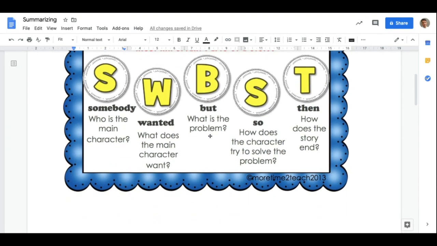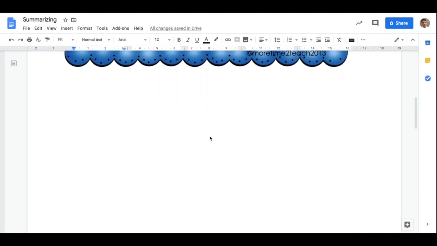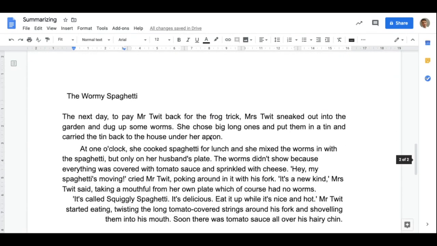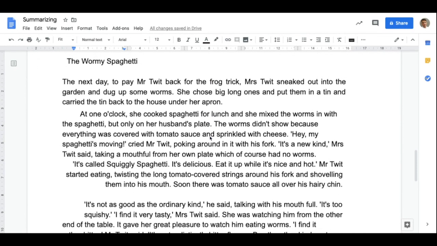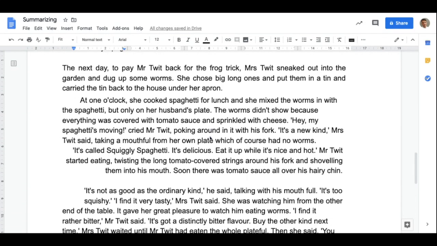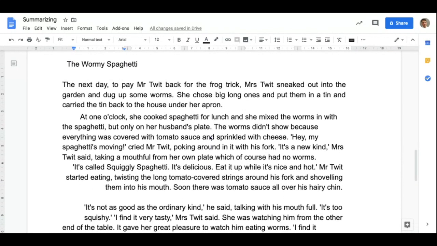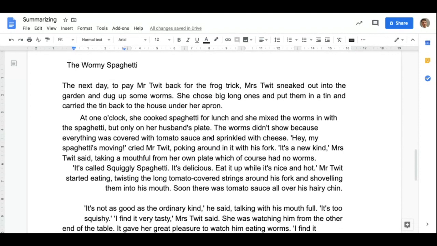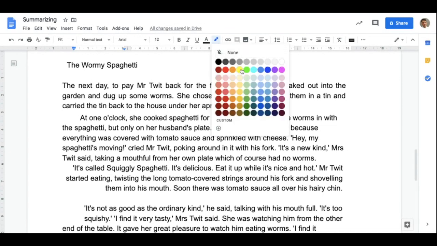And so this is what we're going to use to help us find the important parts. So down here on this document, I have the story that Mr. Stringer just read. Let's try to highlight the certain bits that answer these questions. First of all, the one is somebody. And the somebody is who is the main character, right? That one's pretty easy. So let me get our highlighter tool.